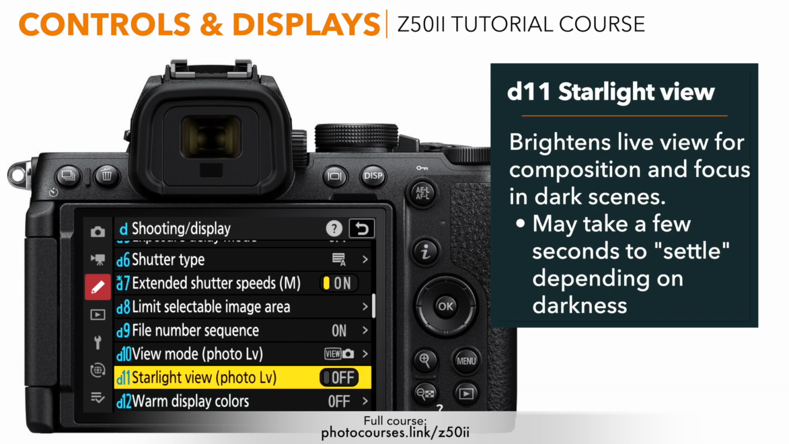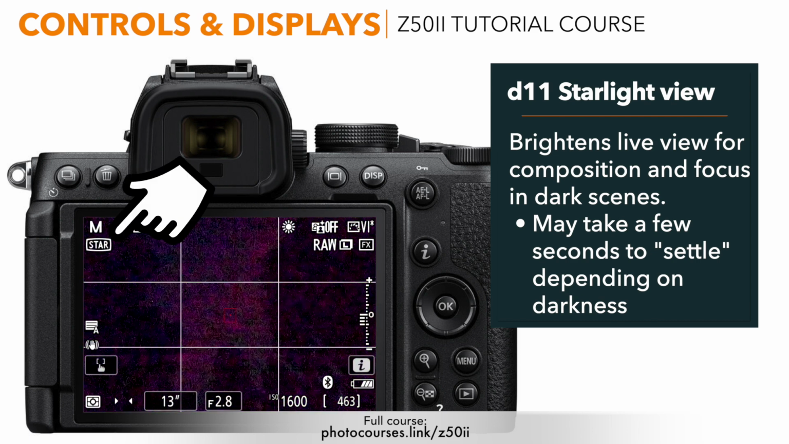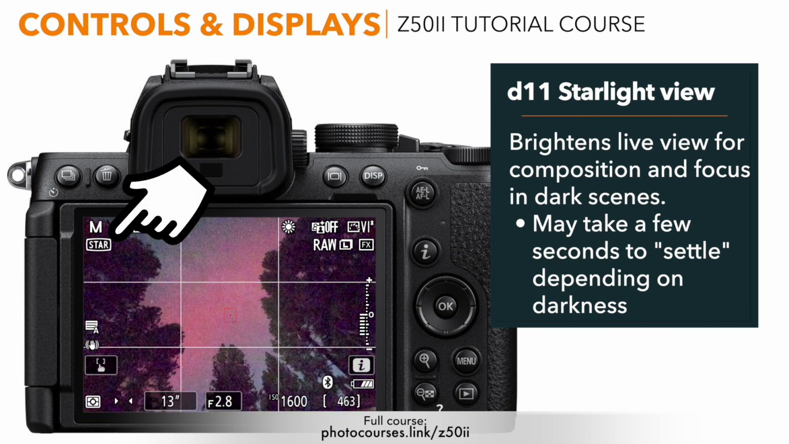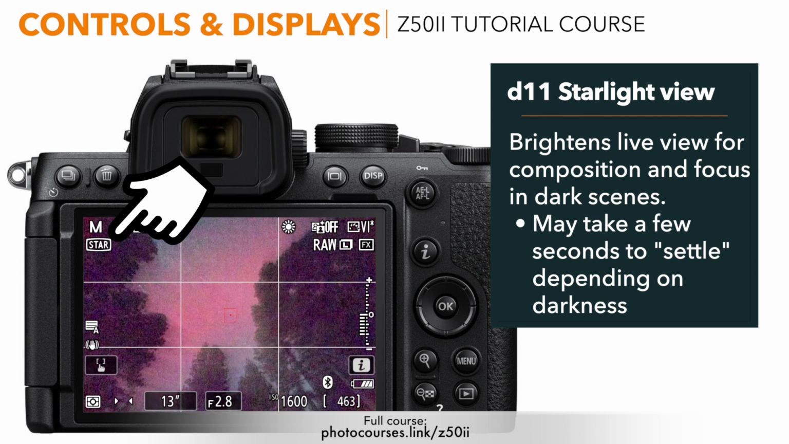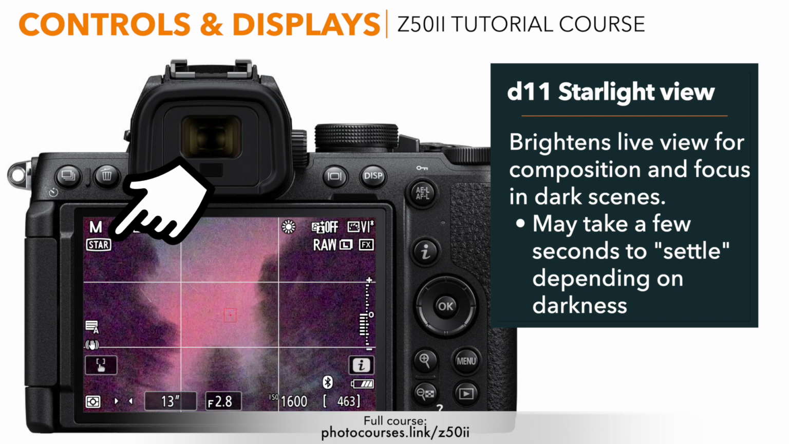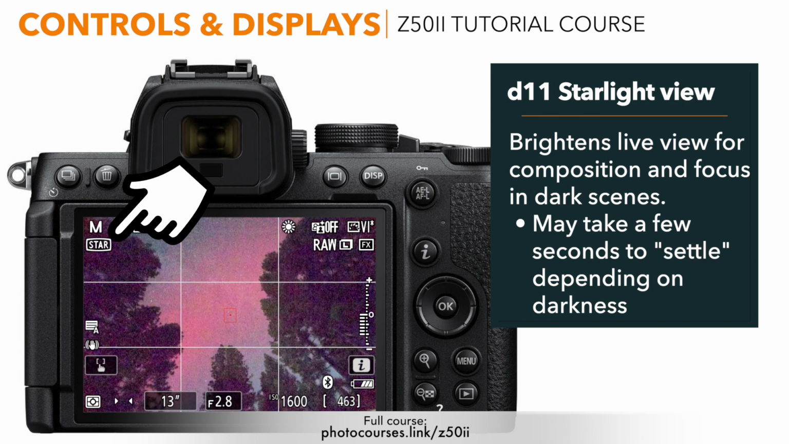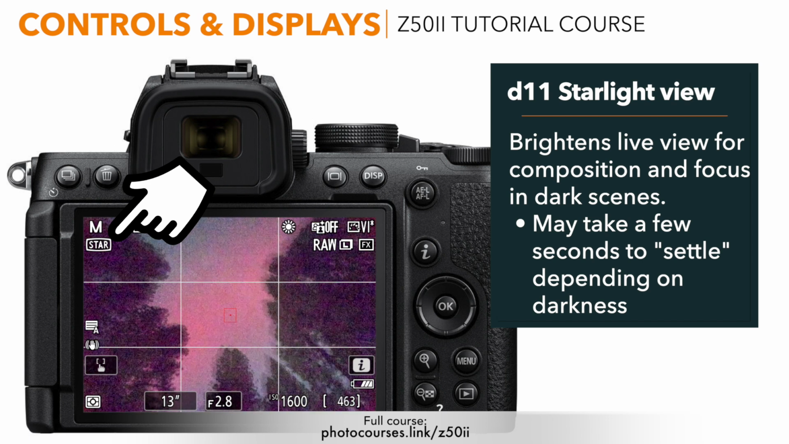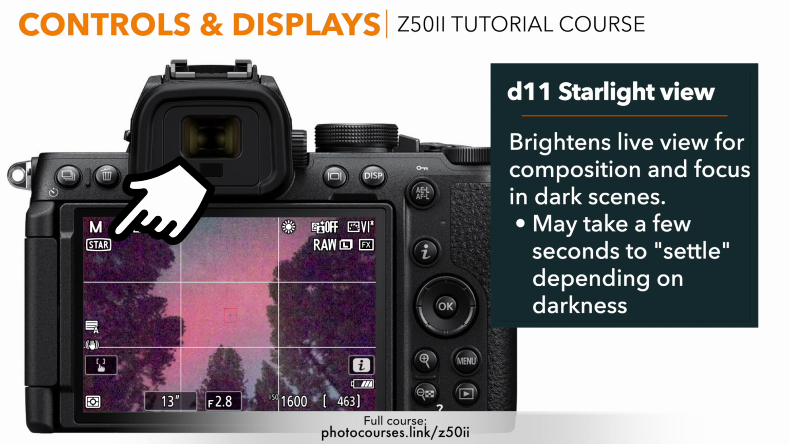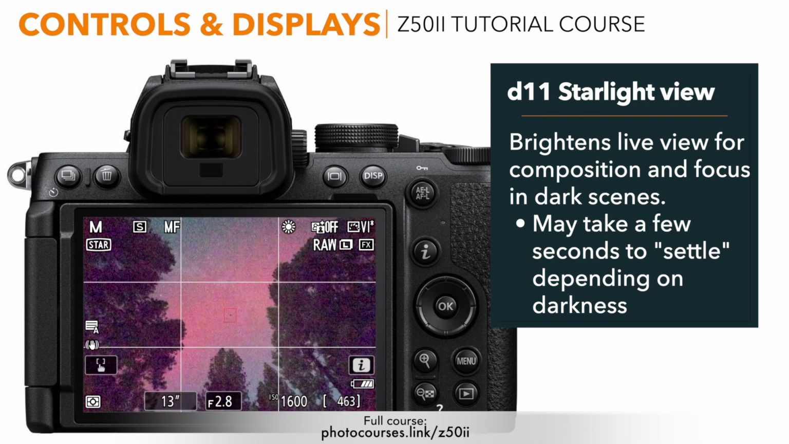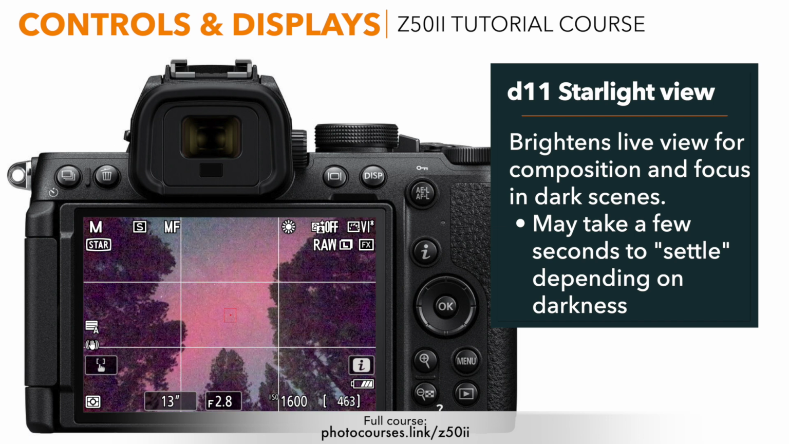Starlight View for Photo Live View. This is going to brighten the scene in front of you, which we saw earlier can help you focus in dark scenes, but it's also used to help you compose in dark scenes, like if you do astrophotography. Depending on how dark the scene is, it may take a few seconds for the live view to settle to something that's usable, so just don't move the camera around too fast. This requires that you move the camera and compose quite slowly.